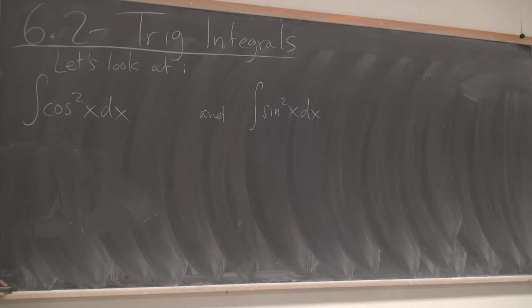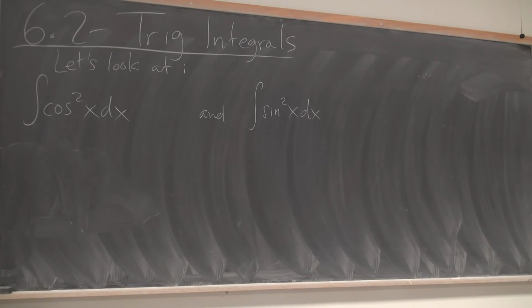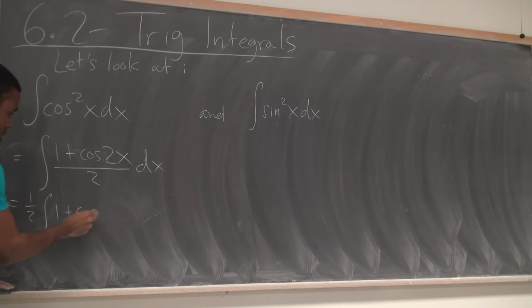Any other ideas? Identity. I told you what these guys were in terms of an identity, which I also asked you on the last quiz. How can we rewrite cosine squared? 1 plus cosine 2x all over 2. Or you can write this as, you can factor out the half to make it a little bit easier on your conscience.